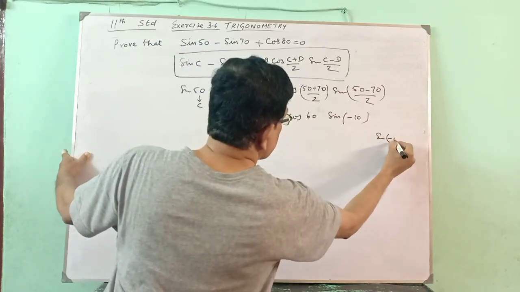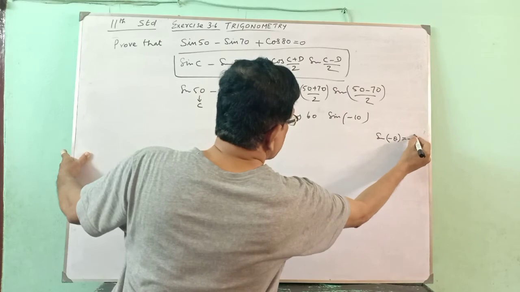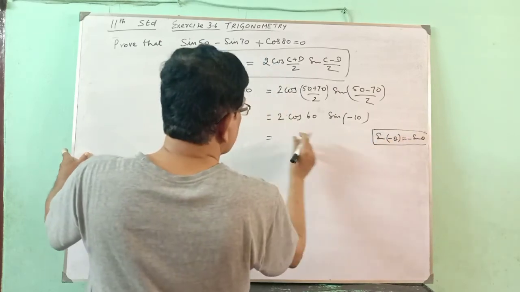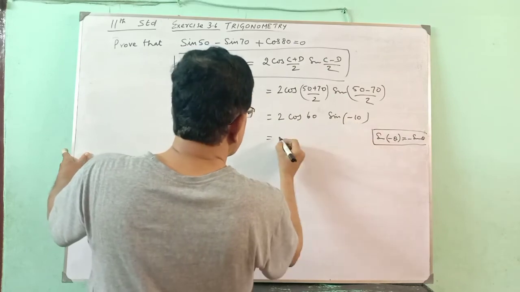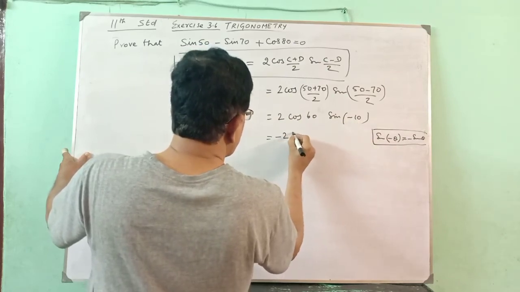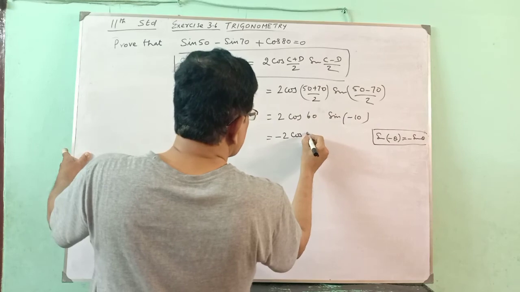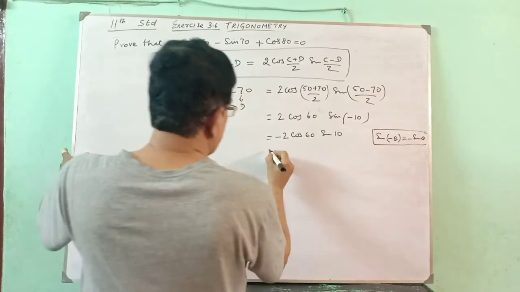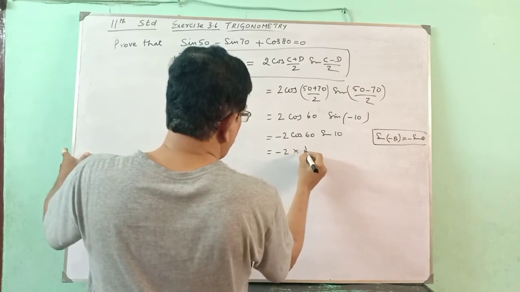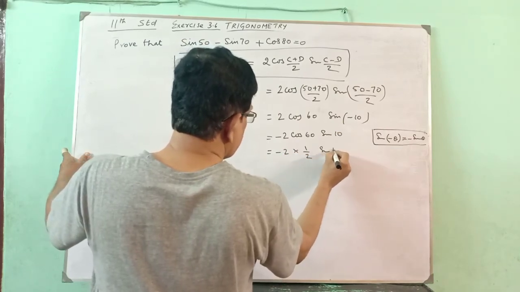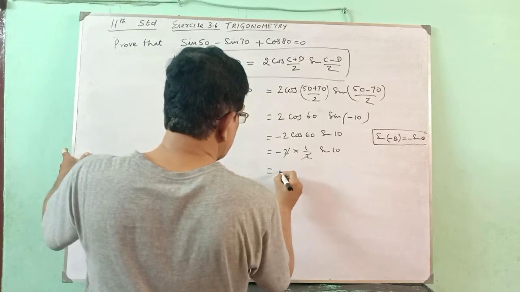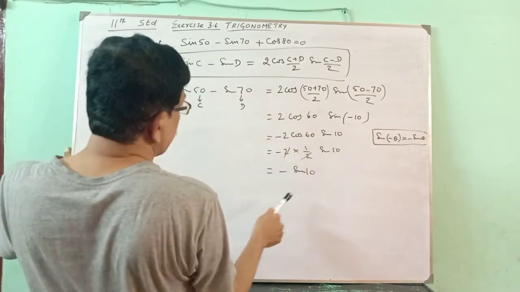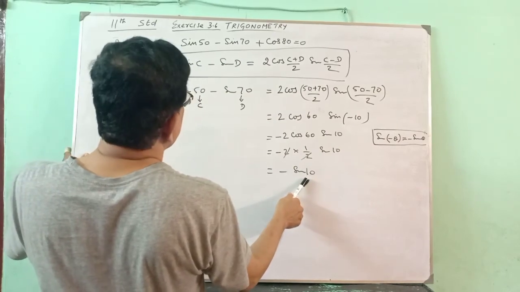Sin of minus theta is equal to minus sin theta. So we get minus 2 cos 60 into sin 10. Cos 60 value is 1 by 2, and the 2 cancels, equal to minus sin 10. So sin 50 minus sin 70 is equal to minus sin 10.